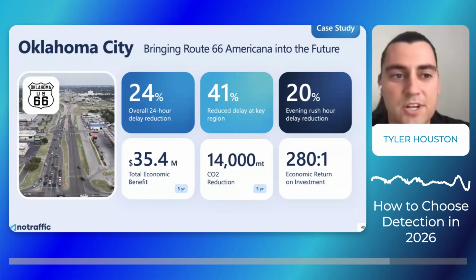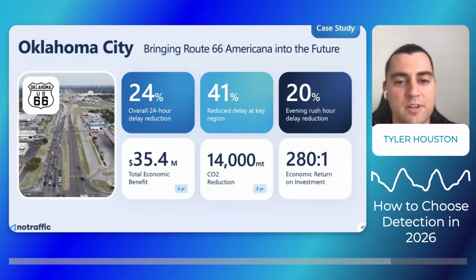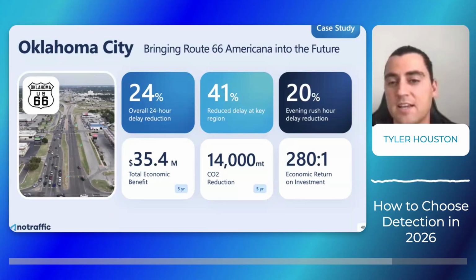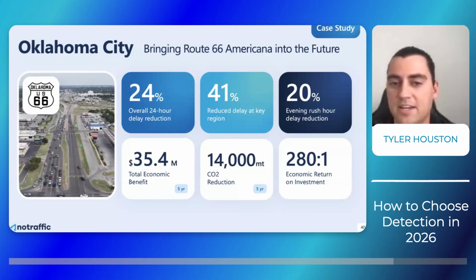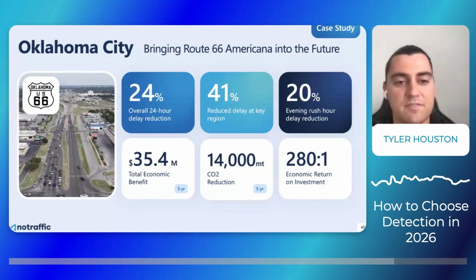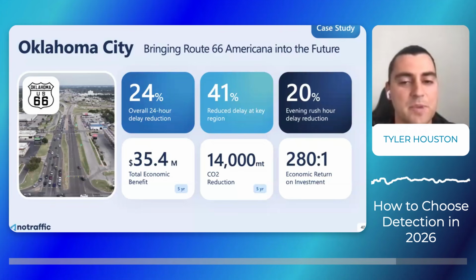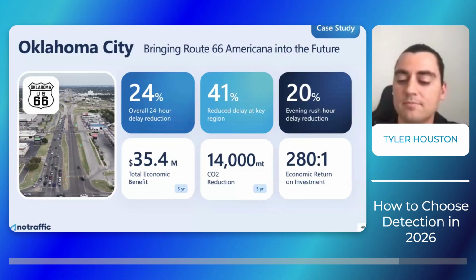Once we turned it on, we saw some pretty significant benefits for the city. On the specific corridor, we saw about a 24% reduction in overall delay throughout the entire day. We saw up to a 41% reduction in key areas during key times. And during the PM peak, which is their most significant rush hour, we saw about a 20% reduction in delay. This resulted in about a $35 million economic benefit, a big reduction in CO2 emissions, and almost a 280 to 1 economic return on that investment.